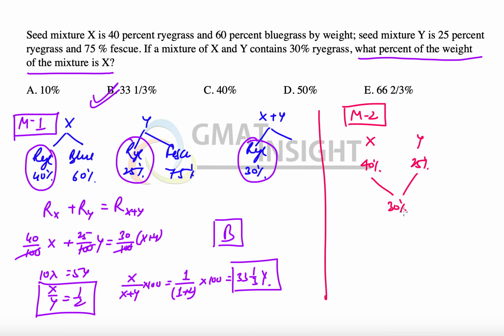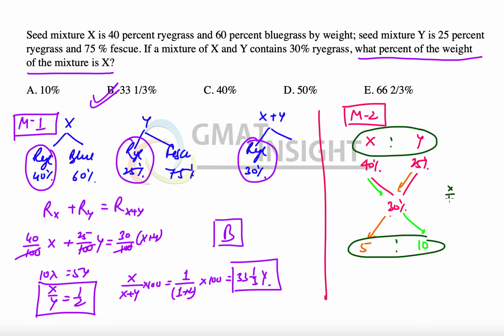which means the ratio of the two should be taken this way, that we take the diagonal differences. That means the difference of 30 and 25, which is 5, comes here, and similarly the difference of 40 and 30, which is 10, has to be written here. The final interpretation of this is that X over Y should be the same as 5 over 10, which is the same as 1 over 2. So X as a percentage of X plus Y becomes 1 by 3 times 100, that is 33.33%.